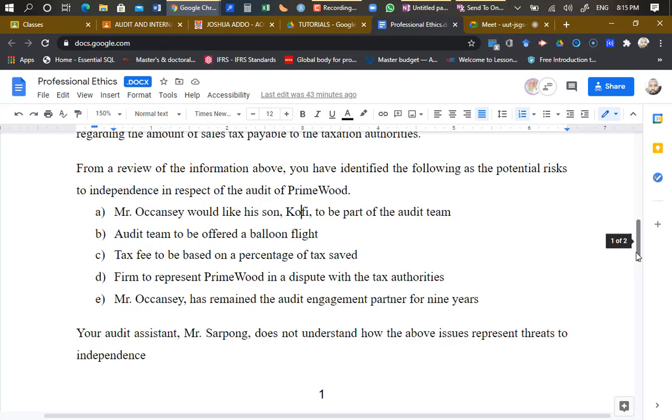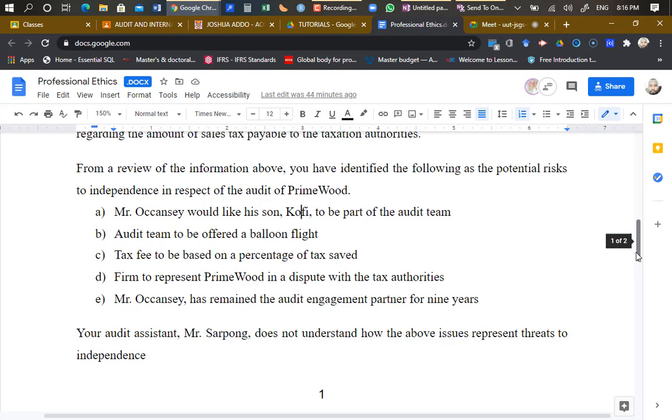Okay. Then the audit team being offered a balloon flight, that's what we just talked about. Next, the tax fee to be based on a percentage of tax saved. The mitigation could be several things. The extreme one could be that the audit team says, I'm going to stop performing that tax consultancy. I'm not going to determine my fee based on the tax that I save. That may be the extreme mitigation, stop doing the tax consultancy, and that may be the most powerful remedy to the threat.